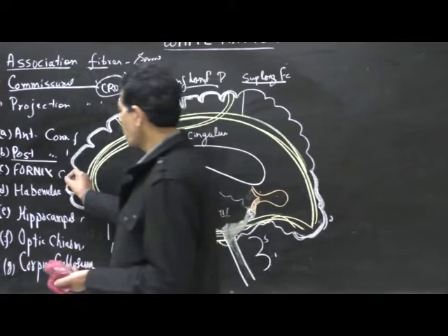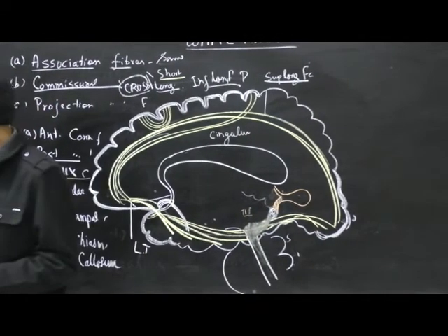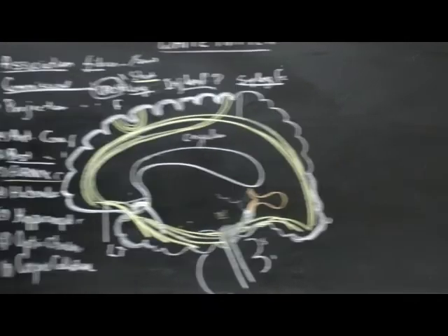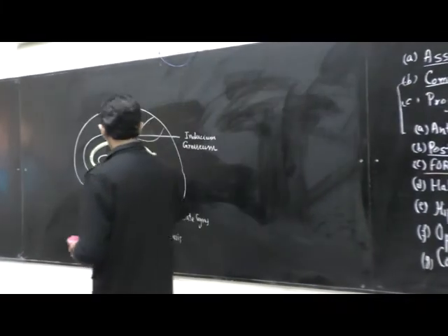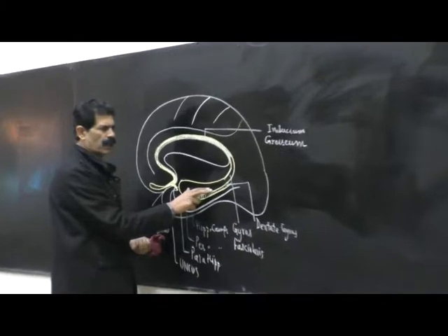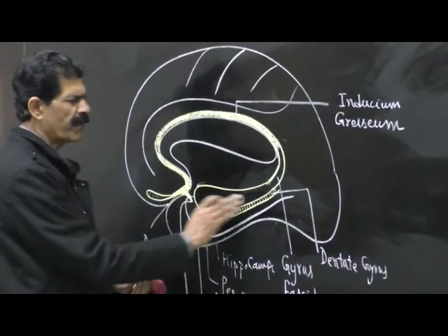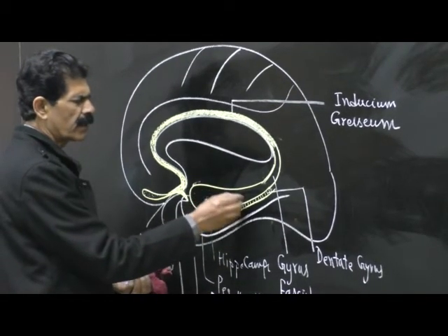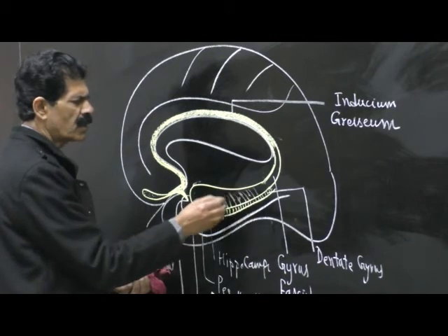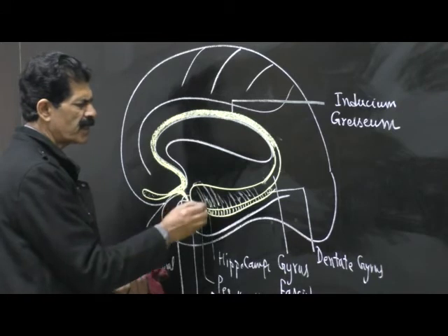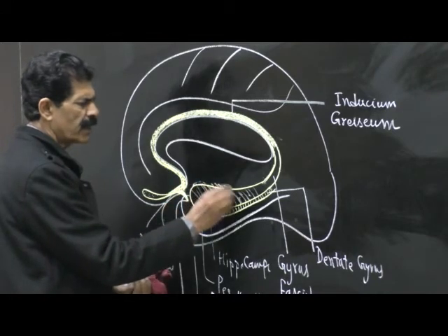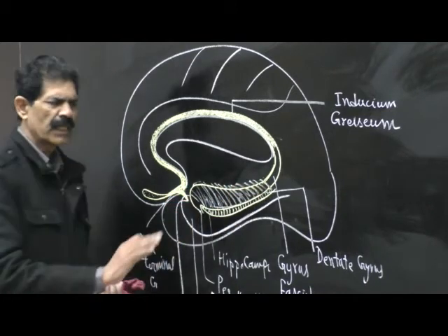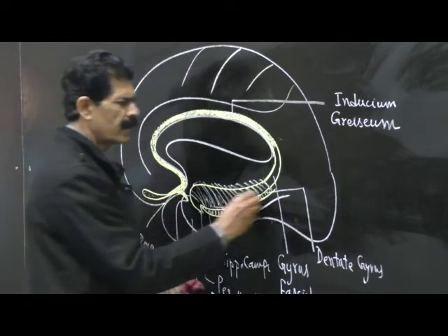Then comes the commissural fornix. As we have done the hippocampus, the hippocampus is made up of grey matter. So from the hippocampus and the dentate gyrus, the white matter comes out, and these white fibers form a thin film of white matter over the hippocampus. And this thin film of white matter is called the alveus.